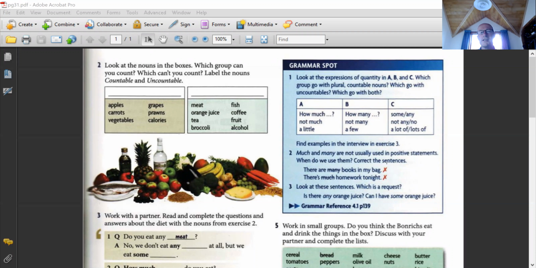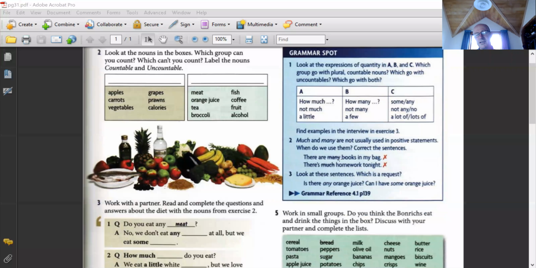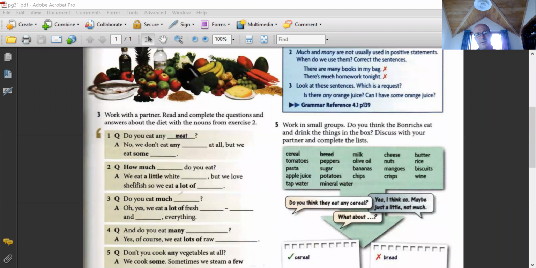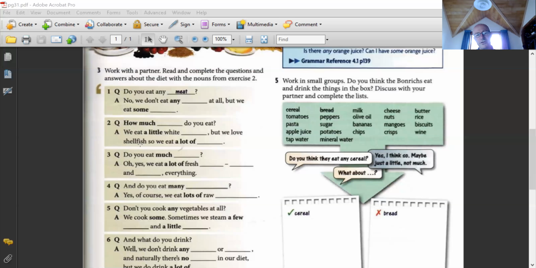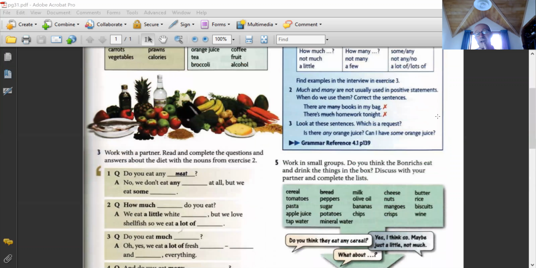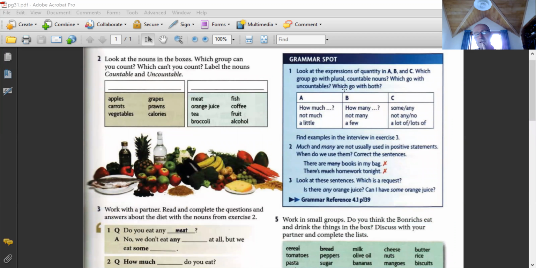So homework. We didn't finish this page, so we just have to look at this part here. So we remember today we did this part here about, do you eat any meat? No, we don't eat any meat at all, but we eat some, was it fish? Okay, so we finished that part. Then we were just going to have a look at this grammar spot.